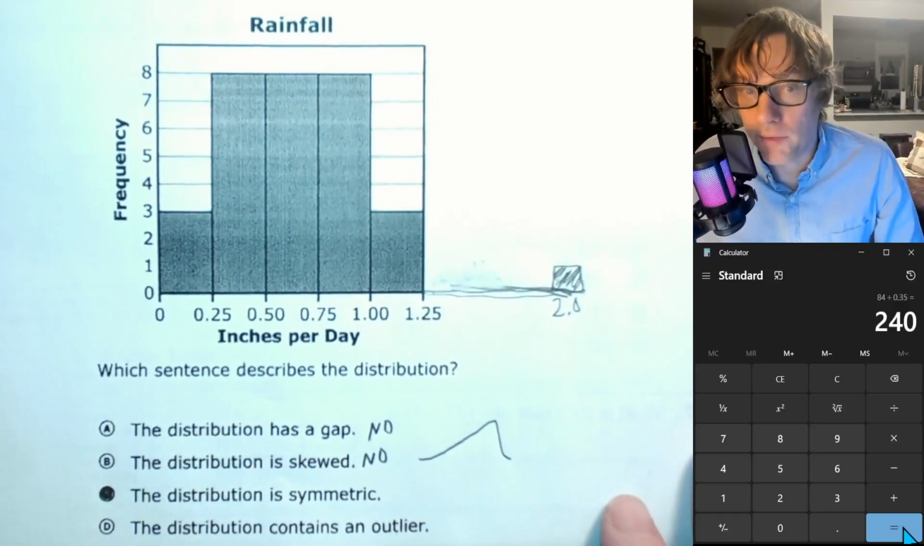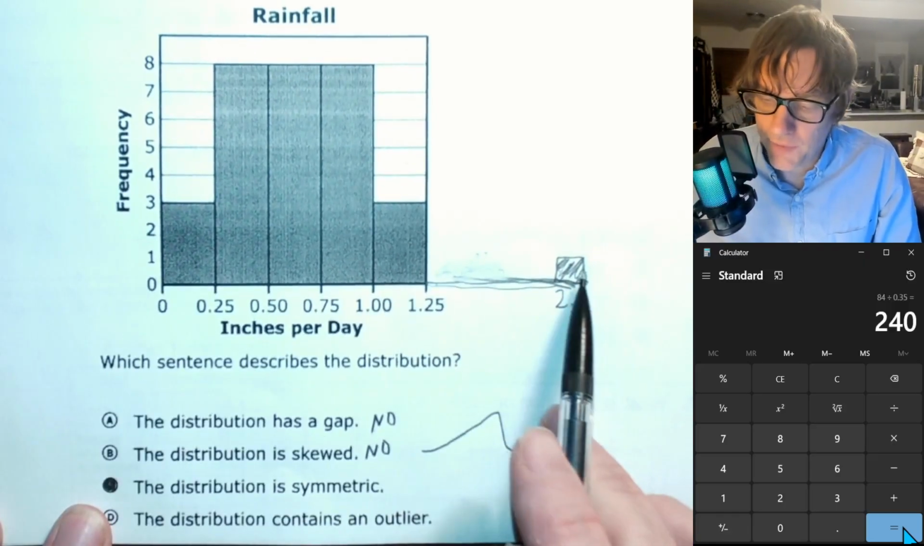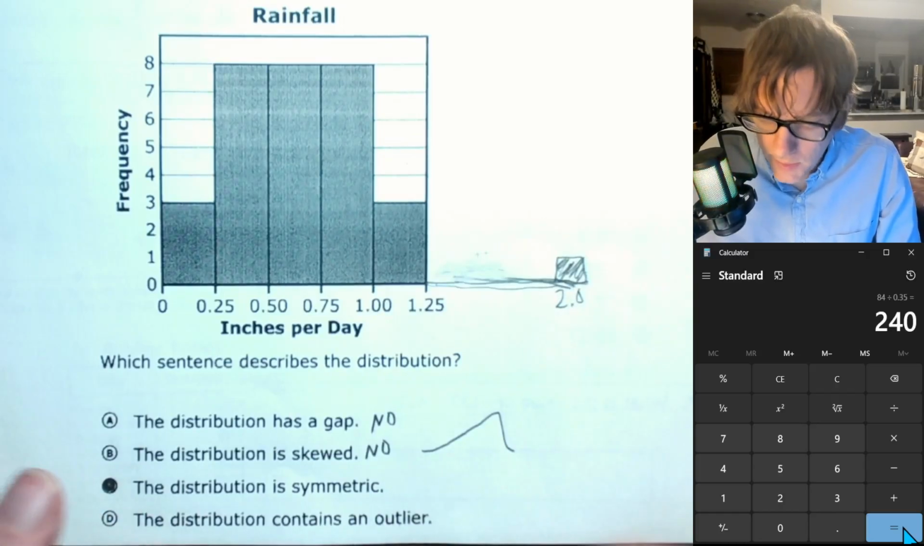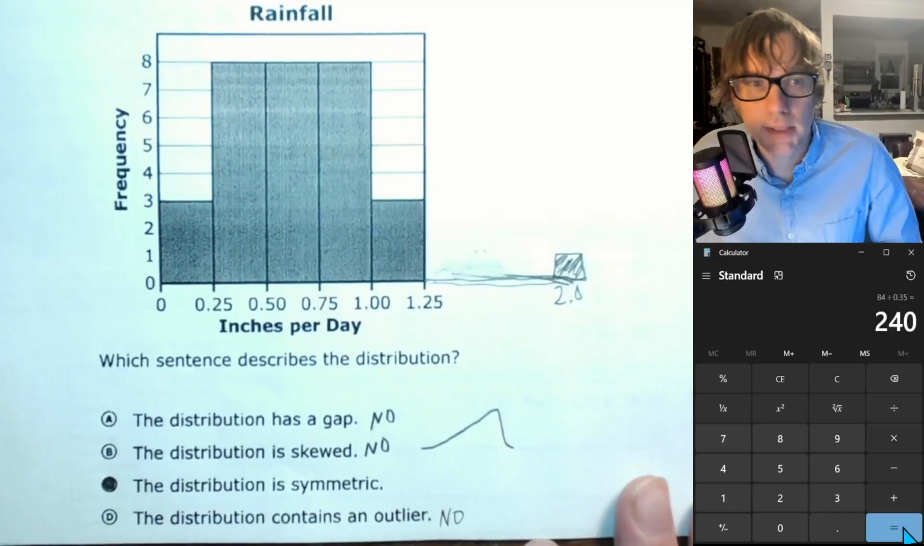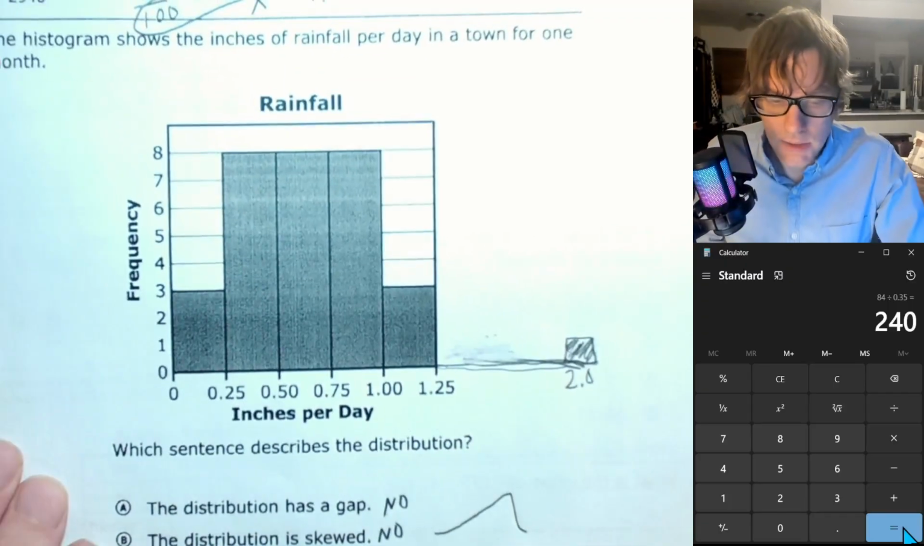All right, so I don't have an outlier. I just made that one up. But if I did have that, out there would be an outlier. So this, again, is no. So the answer is C. All right, good job. Moving on.